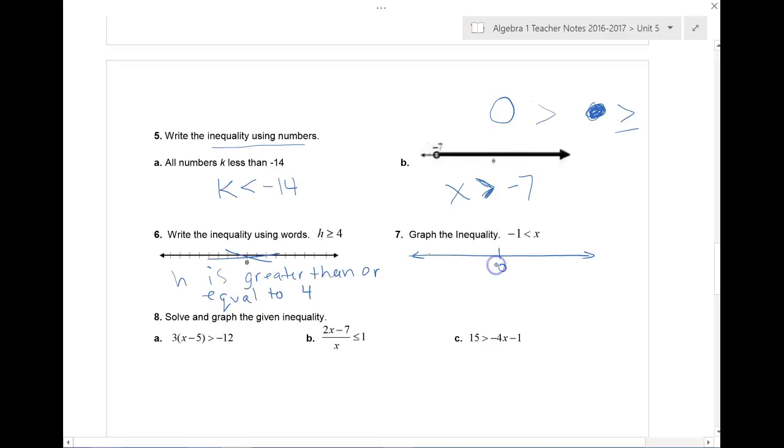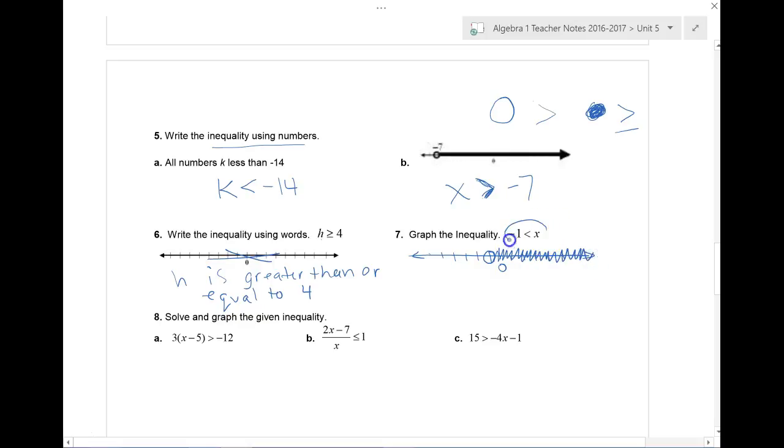Put 0 in the middle, and we'll put a couple of marks on each side. Okay, so we start at negative 1. Remember, if it doesn't have the line, it's going to be an open circle. Negative 1 is to the left. It's an open circle. And x is actually bigger, because if you notice, it's opening to the x, so that means we're going to shade in the positive direction.